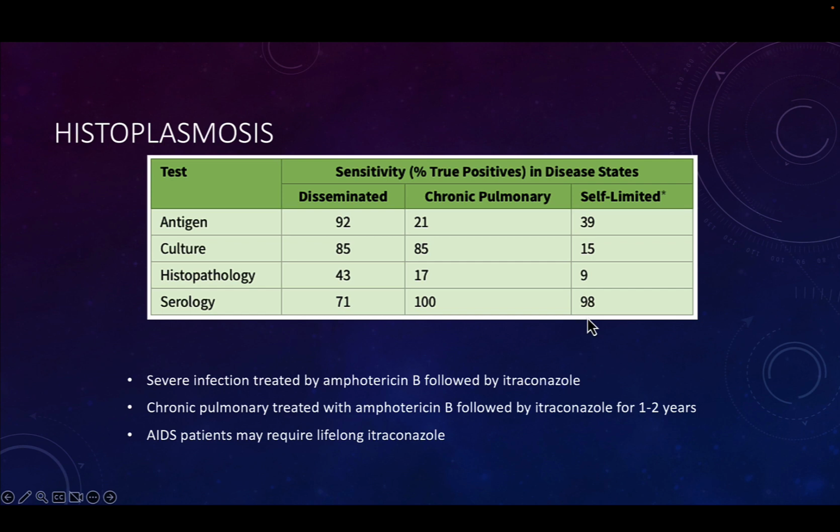So when you're trying to diagnose histoplasmosis, you might want to try a multifaceted approach. Severe infection, as you might imagine, is treated by amphotericin B, followed by one of the azoles. Chronic pulmonary, also amphotericin B, followed by an azole for 1 to 2 years. AIDS patients may require lifelong therapy with an azole.